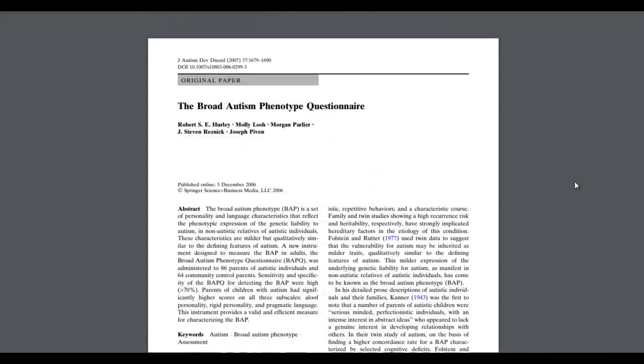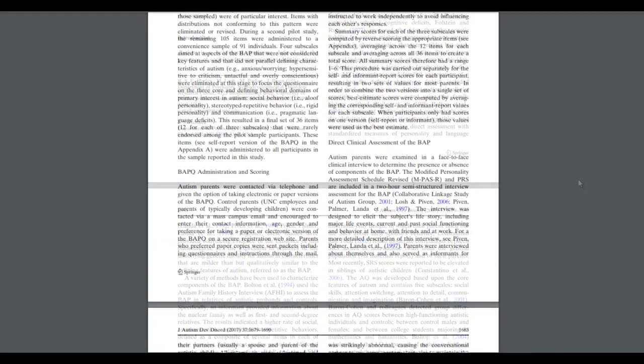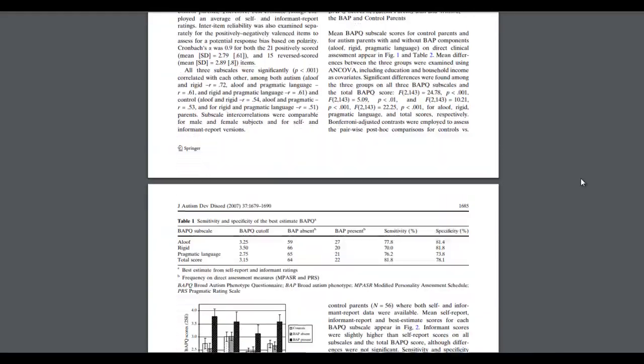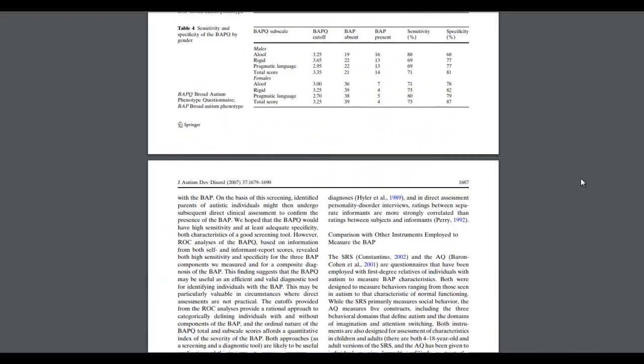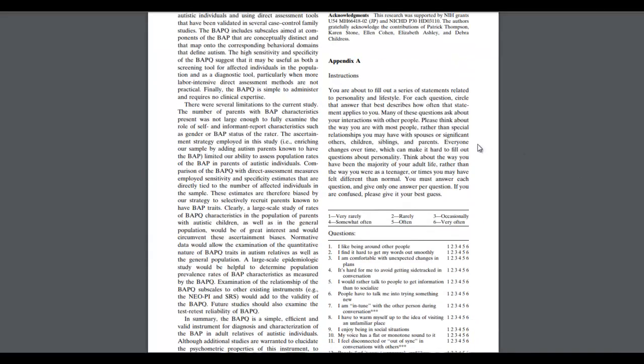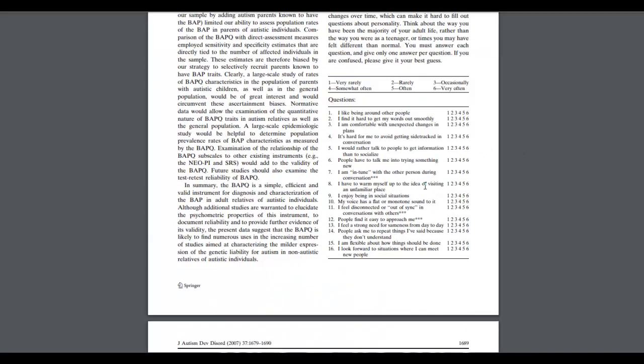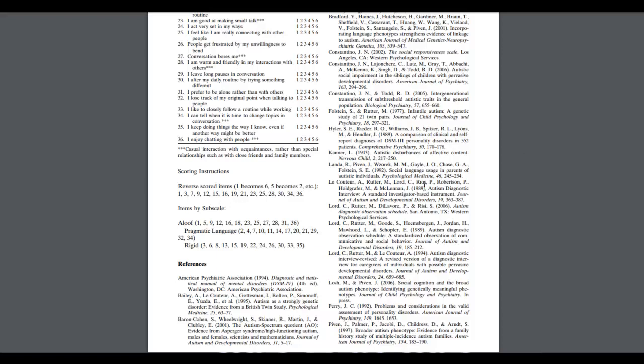Now, just to give an example of what I mean when I say that the instruments are sometimes available in the article itself. This is the Broad Autism Phenotype Questionnaire by Hurley et al. In this paper they talk about developing this instrument, and the instrument itself is available as Appendix A. So here are the questions for the questionnaire.